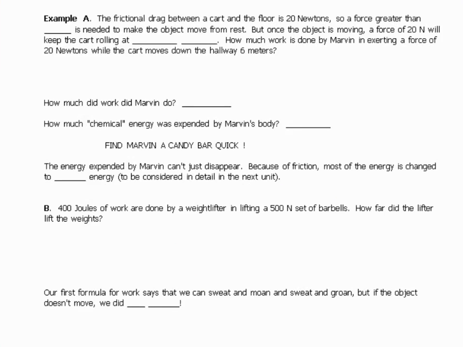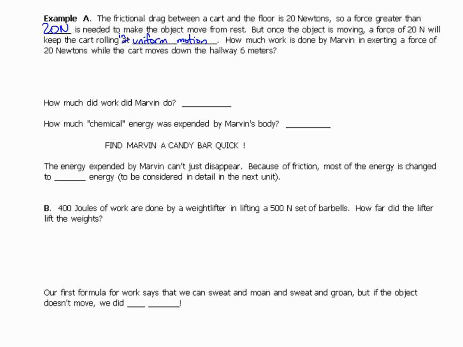Example A, the frictional drag on a cart and the floor is 20 newtons, so a force greater than 20 newtons is needed to make the object move from rest. But once the object is moving, a force of 20 newtons will keep the cart rolling in uniform motion once we overcome the initial friction. All we have to do is match the friction. 20 newtons will keep us in uniform motion.